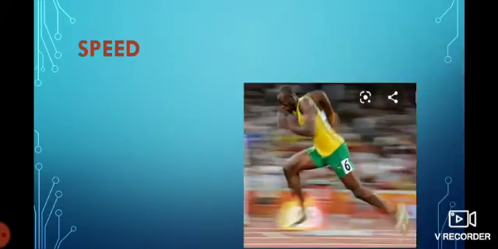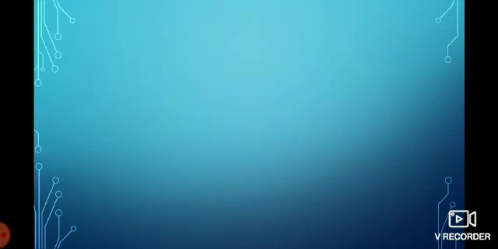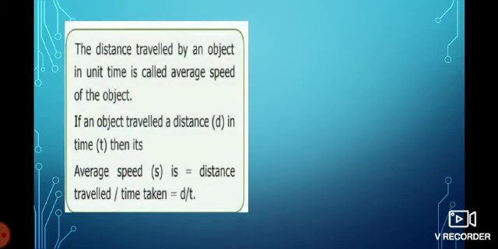And next we will learn about the speed of an object. The distance travelled by an object in unit time is known as the speed of the object. Speed is represented by the symbol s, and it is calculated as distance travelled divided by time taken. That is, s is equal to d by t.